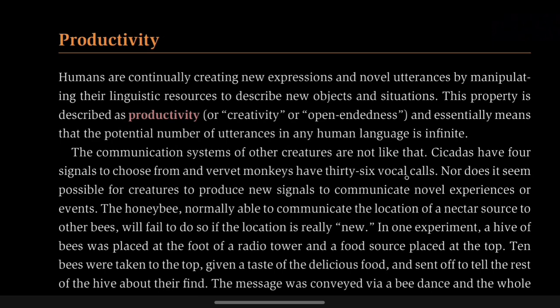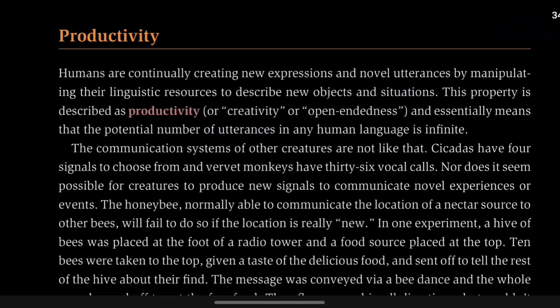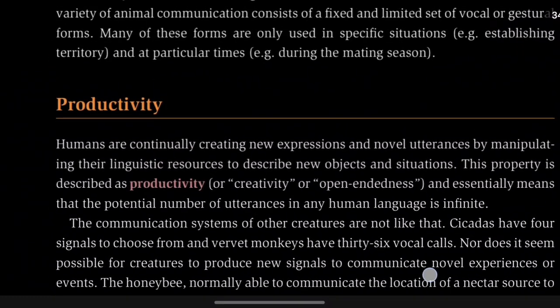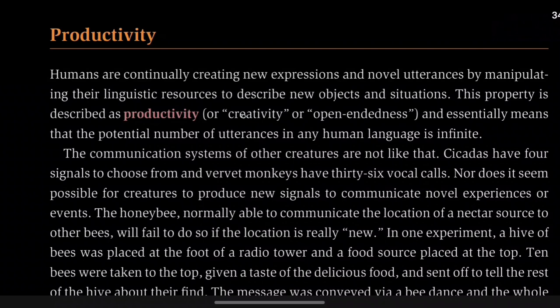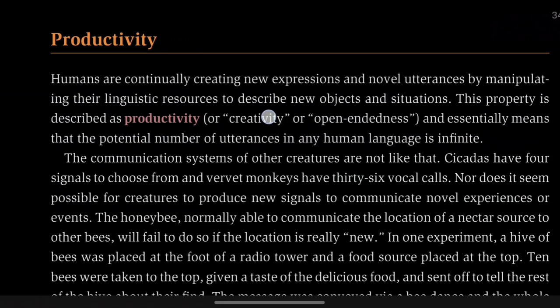In contrast, animal communication systems cannot do so. Cicadas have 4 signals to choose from, and vervet monkeys have 36 vocal calls. Nor does it seem possible for creatures to produce new signals to communicate novel experiences or events. Let us go back to the names for productivity. It's also called creativity or open-endedness.